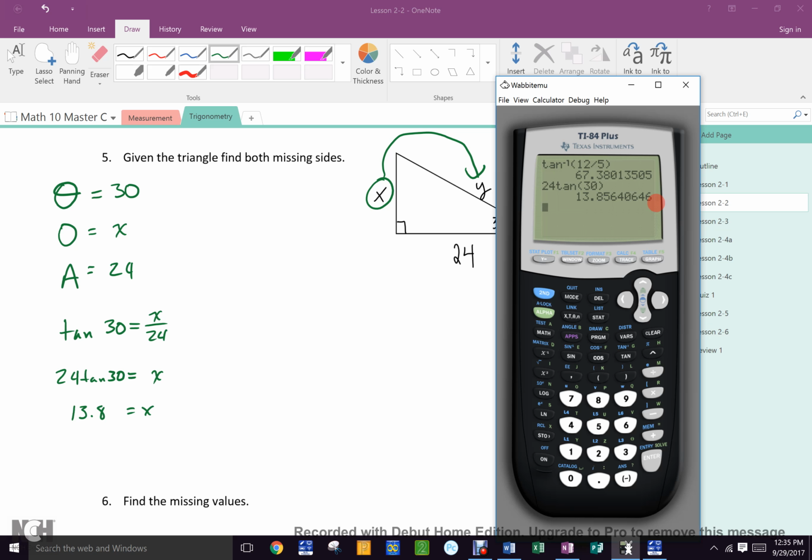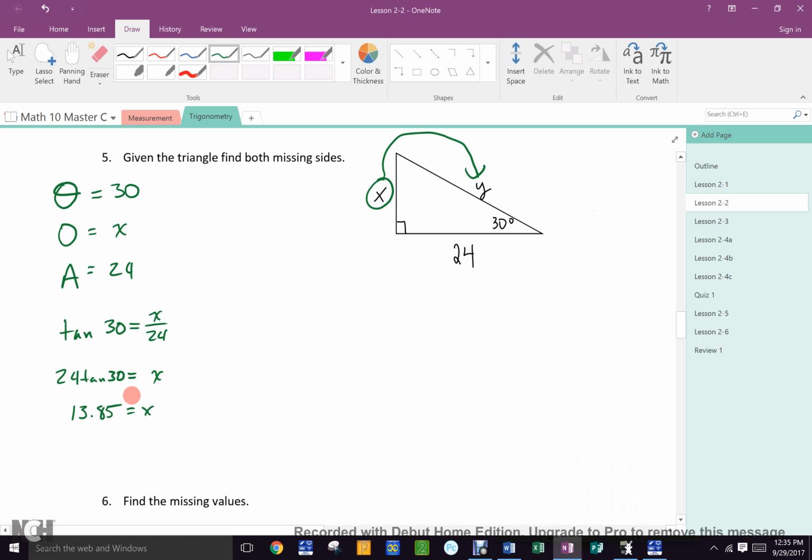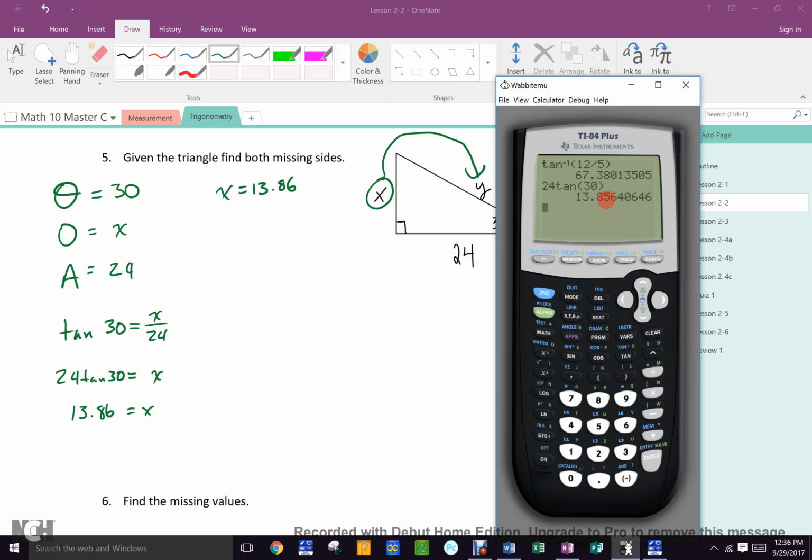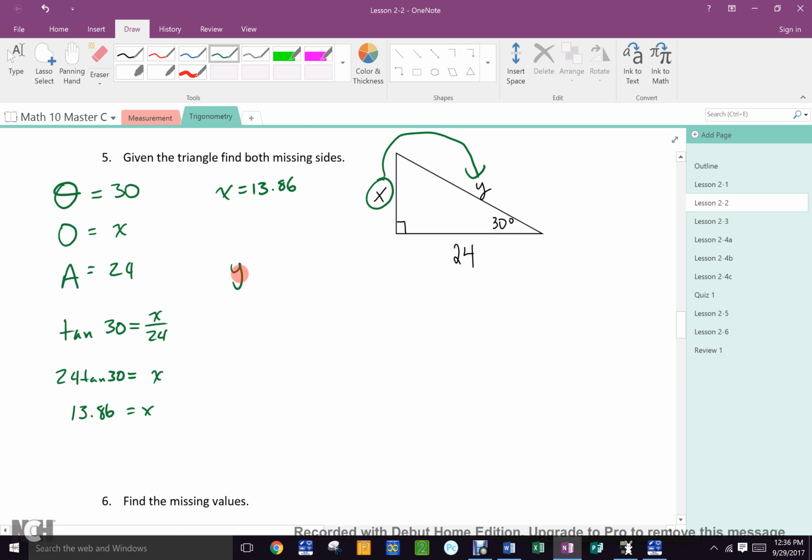Okay, now, take that number. We know we're doing more work, don't we? So, do we know we're going to need that 13.86 again? So, should we erase it from our calculator? No. But we're going to write it just in case it gets erased accidentally. So, now we know what x is. I've got it on my calculator. Now, since I know x and we know y equals the square root of what? 24 squared plus x squared, which is 13.86 squared, right?